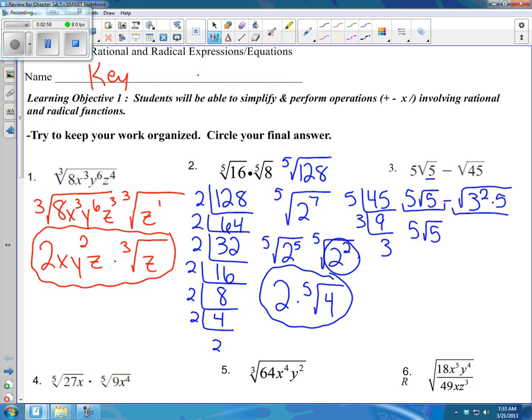Now the fifth root of 5 can just stay that way. But when I go to the square root, the other one, the 3 squared and the 5, the square root of 3 squared is 3. So that comes out, and then the 5 will just stay in there. Now I can ask myself, how many square roots of 5 do I have? I start out with 5, I take away 3, so when I'm done, I have 2 of those square roots of 5. Okay?